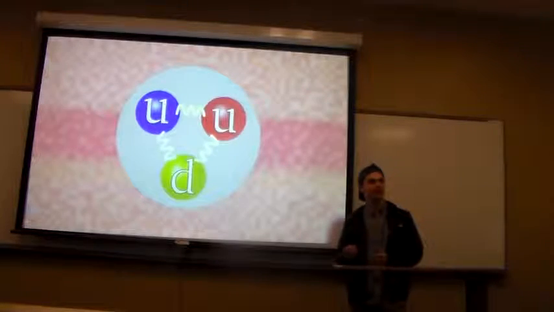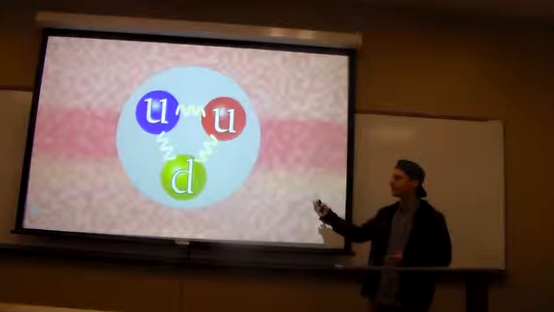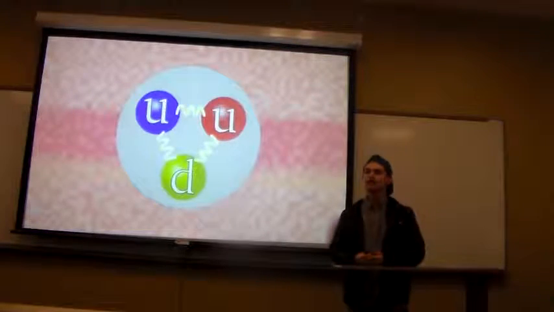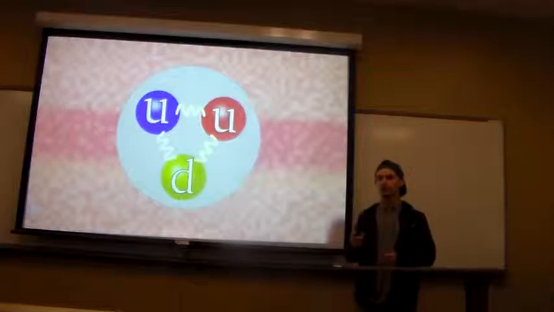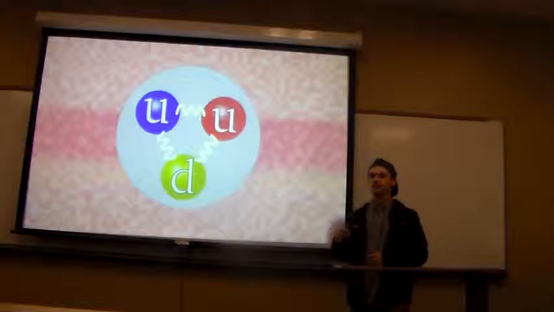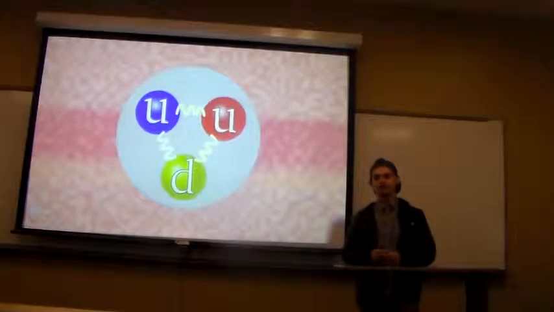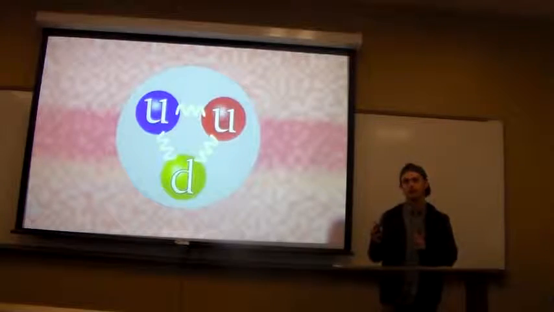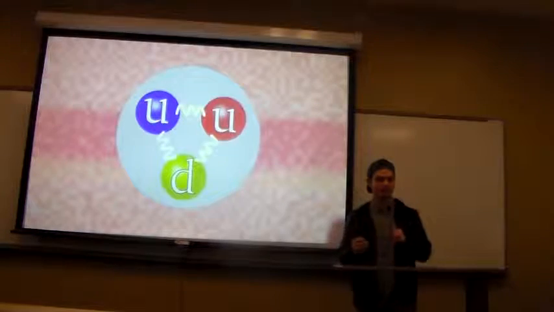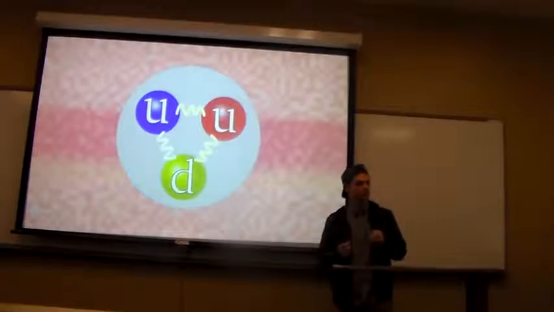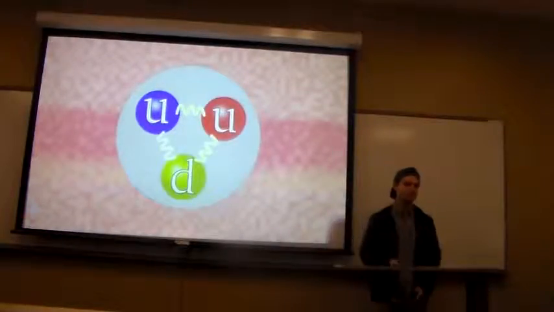The neutron, on the other hand, has a different arrangement of the up and down quark. Basically, it has 1 up quark, which is positive 2/3, and 2 down quarks, which are negative 1/3. When you add the 2 negative 1/3 with the positive 2/3, you get 0. And that's why the neutron is neutral, no charge.